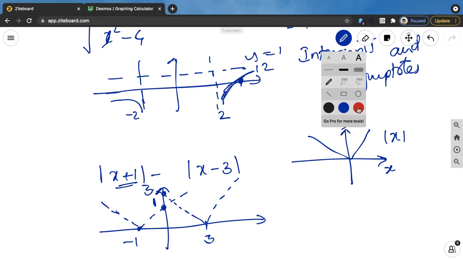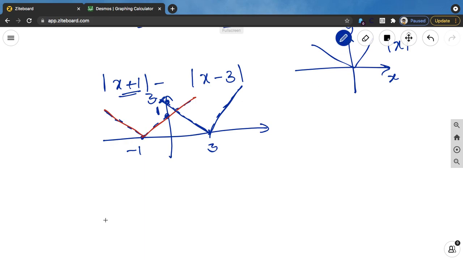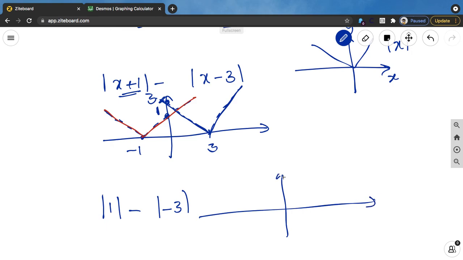So there is a red graph minus this blue one, minus the blue graph. So how do I subtract? The best thing to look at first is the intercepts. When x is 0, what happens? When x is 0, I get mod of 1 minus mod of -3. So 1 minus 3 is -2. So my y-intercept is -2.